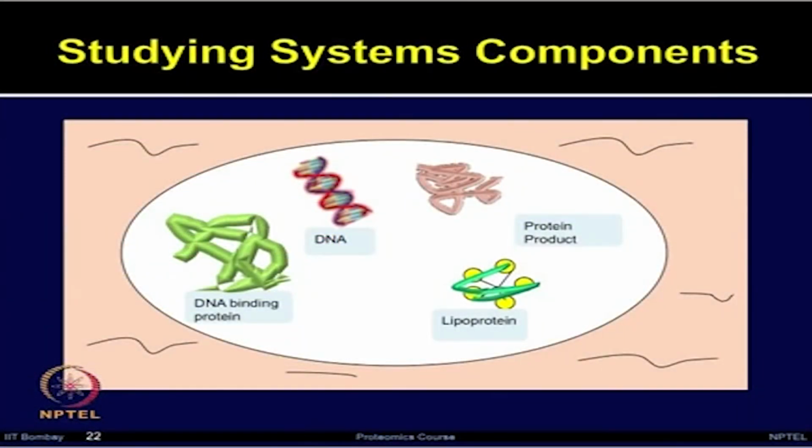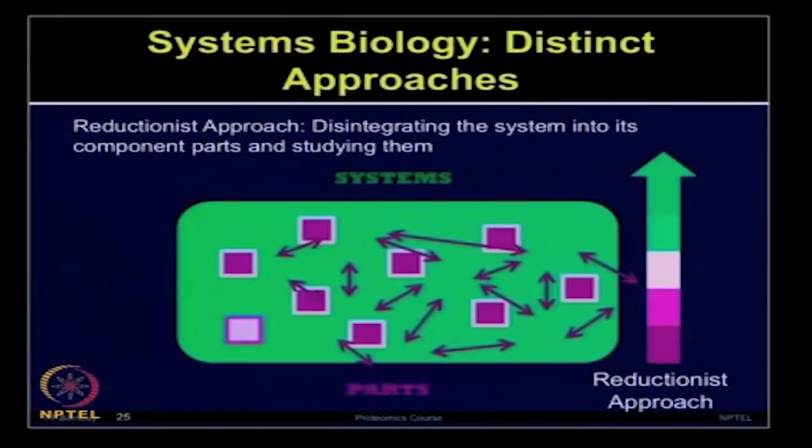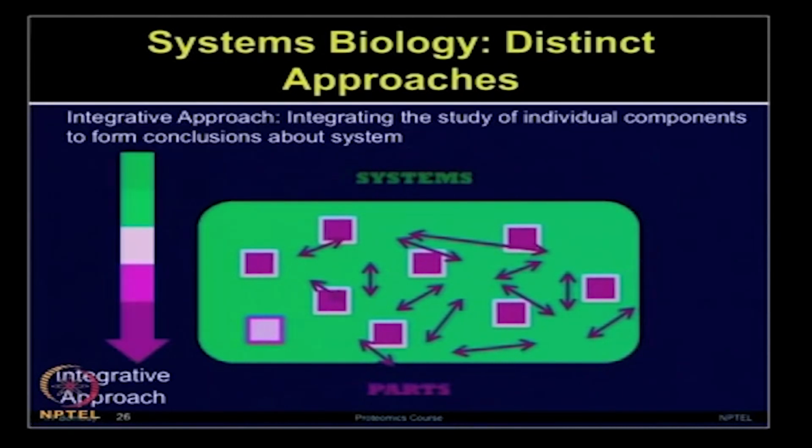Studying systems components is very challenging. Systems biology and biological network modeling aims to understand the system's structure and function for better understanding of system properties like its robustness, as well as use for the prediction of systems behavior in response to perturbations. The reductionist approach involves disintegrating the system into its component parts and studying them, whereas the integrative approach involves integrating the study of individual components to form conclusions about the system.